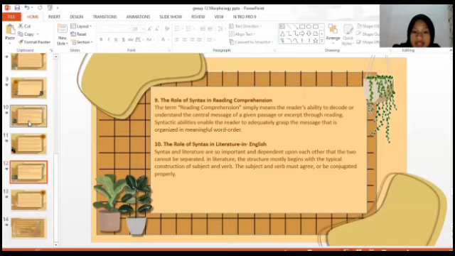Syntax and literature are so important and dependent upon each other that the two cannot be separated. In literature, the structure mostly begins with the typical construction of subject and verb. The subject and verb must agree or be conjugated properly.